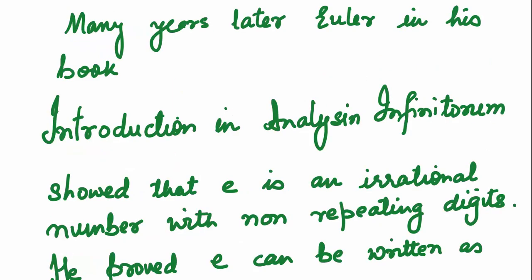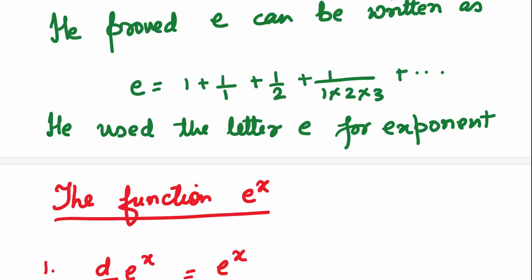But many years later, Euler, in his book Introductio in Analysin Infinitorum, showed that e is an irrational number with non-repeating digits. He proved e can be written as 1 + 1/1 + 1/2 + 1/(1×2×3) ... He used the letter e for exponent.